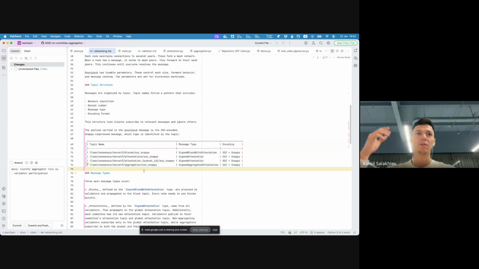Just the rules explaining, once we receive a message on a gossip subtopic, what we should do with it. Whether we should accept it and propagate further, whether we should ignore it, or whether we should reject it and maybe reduce the reputation of the peer that sent it. We have some kind of these rules in fork choice.